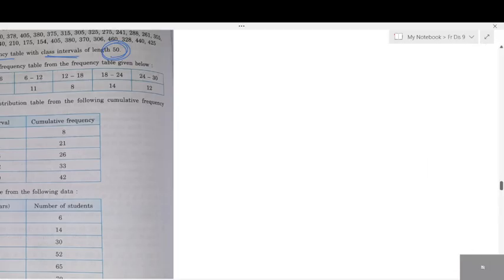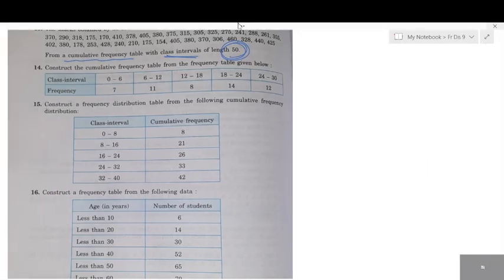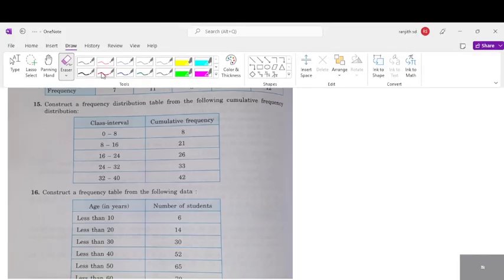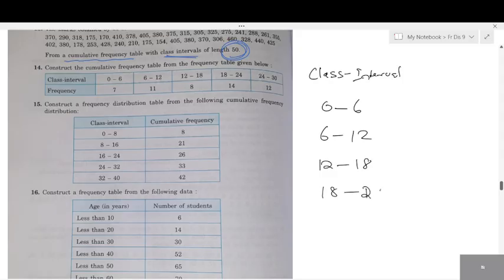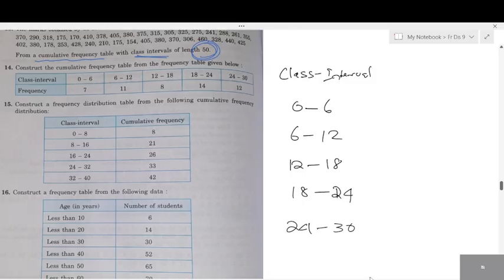Okay, fine. Next one. Construct the cumulative. Okay, 14th question. They have given the values, students. What is the class interval? 14th one. What are the class intervals you'll have? 0 to 6, 6 to, let me write, 12 to 18. Is this continuous or discontinuous? It's continuous. Okay, anyway, the table they have given.